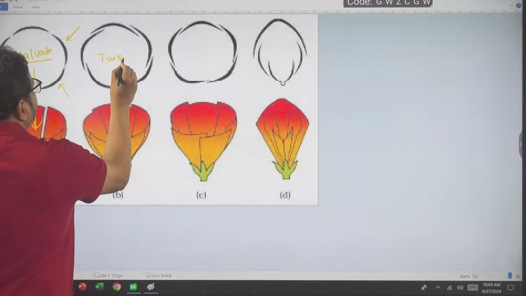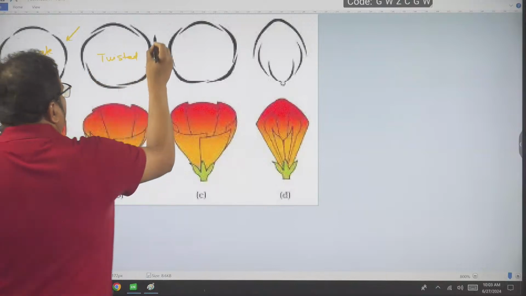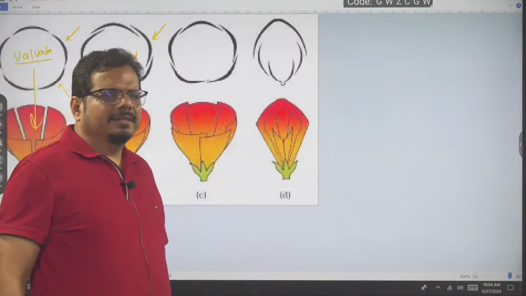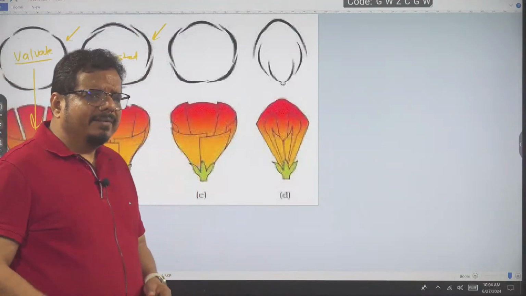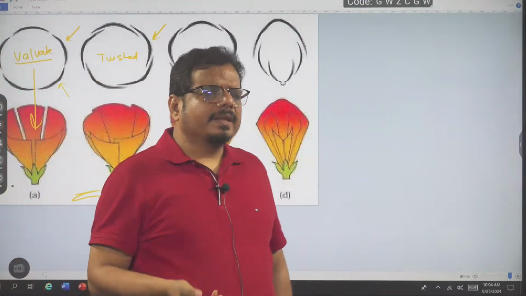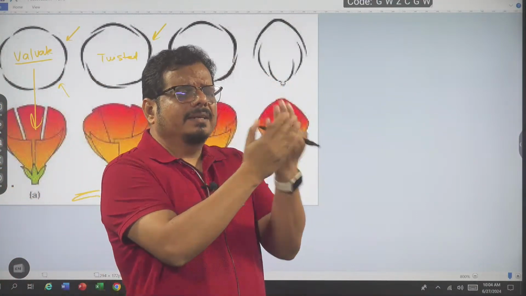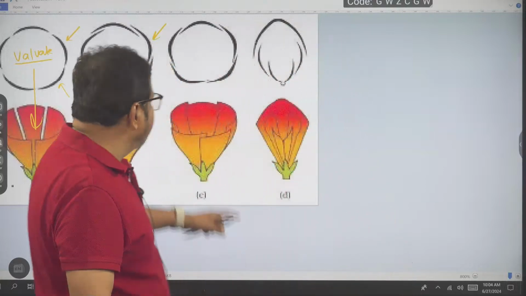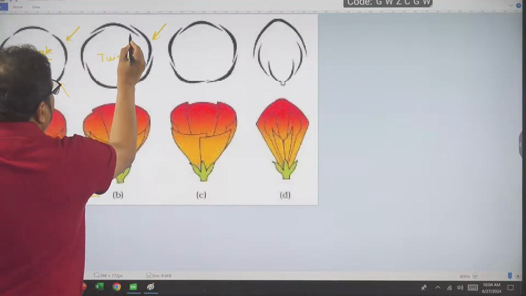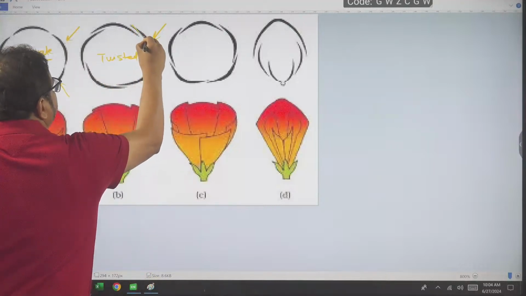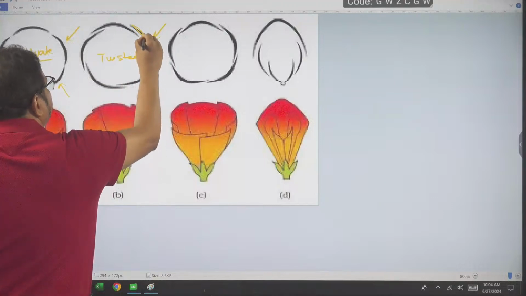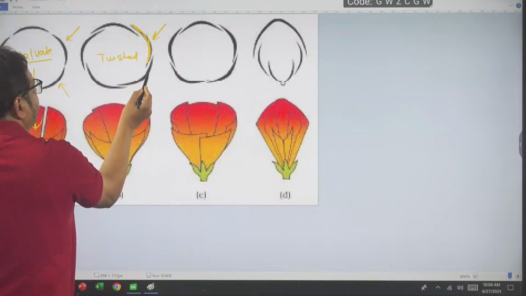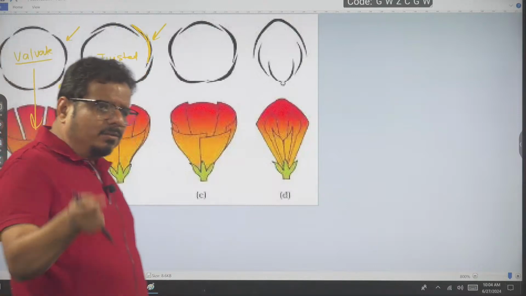Twisted. What peculiarity are you finding here? You see any one leaf, either of sepal or petal, you will find every leaf has two margins. One margin gets covered by another leaf and the other margin is covering the other, and it is happening in every one. See, if you see about this leaf, this leaf, this leaf. So this side of this leaf is covering this leaf, and this side of this leaf is covered by this leaf. So it is overlapping.